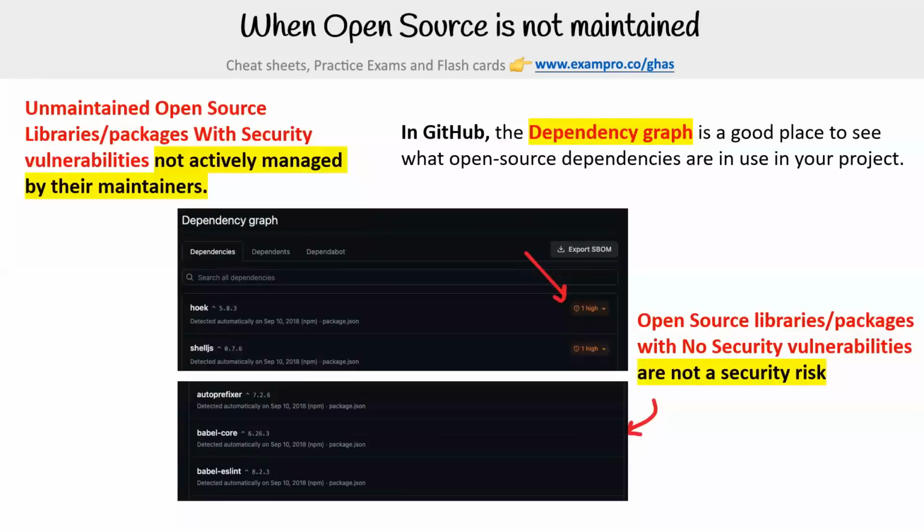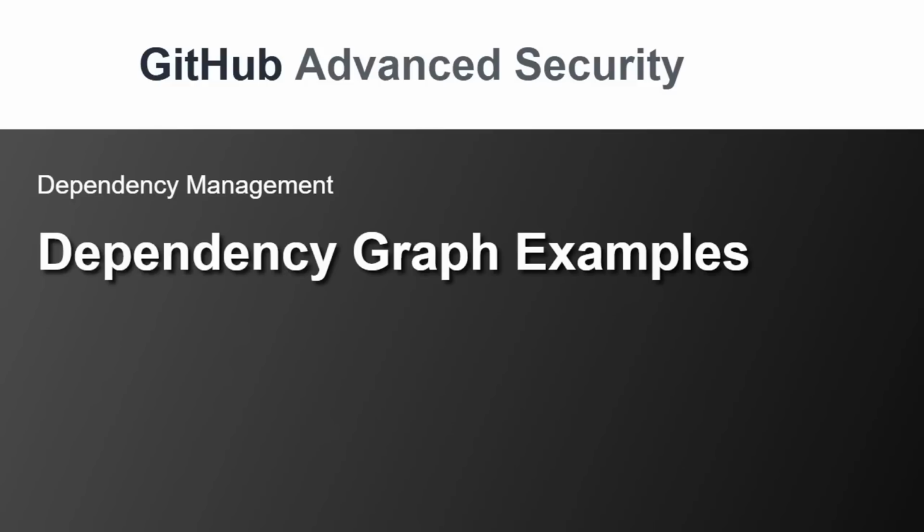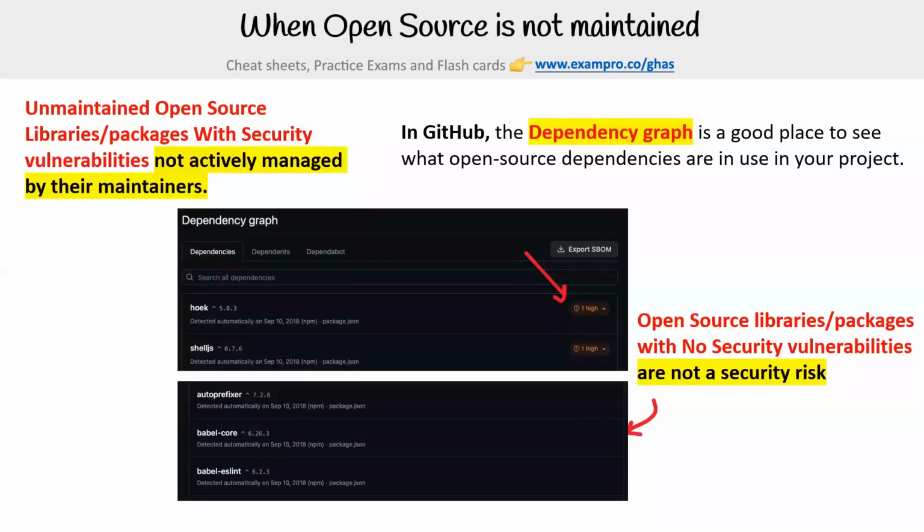In GitHub, the dependency graph is a good place to see what open source dependencies are in use in your project. This is a great way for you to identify where you may have dependencies and what may or may not be a security risk. The example on the top shows at least two high dependencies, which are high risk. That's why they're marked as high. In the bottom one, there are open source libraries that do not have any security vulnerabilities, so you can totally ignore them and let them continue unless one day they do.